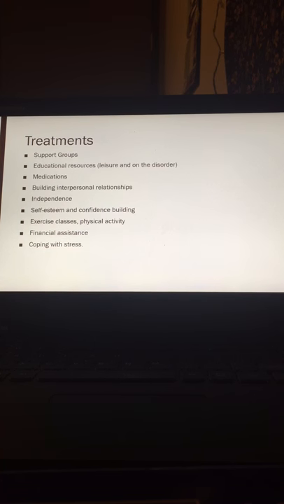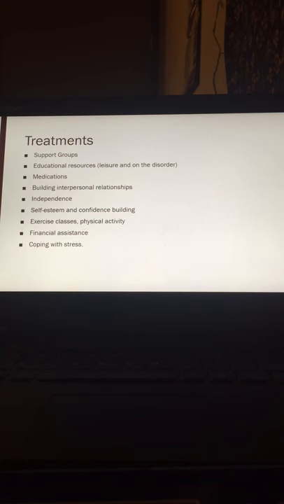Helping the individual gain independence, especially getting them on their mood stabilized so they can achieve that independence and know by educating them how to handle their own disorder independently. Self-esteem and confidence building is huge, especially when individuals undergo the depressive episode often, because that can really bring down their self-esteem and confidence. Exercise classes and physical activity, like I said, has been found to help stabilize the mood of the individual.